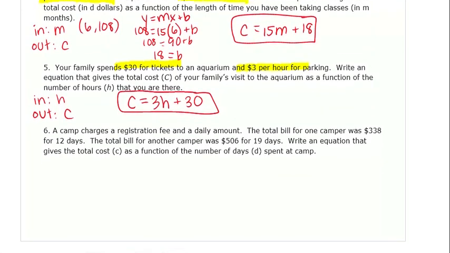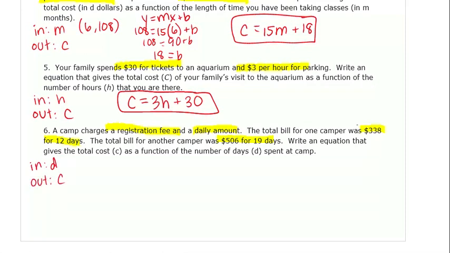And number 6, a camp charges a registration fee and a daily amount. The total bill for one camper was $338 for 12 days, and another camper was $506 for 19 days. Write an equation that gives the cost C as a function of the number of days D spent at camp. This is another one where we know there's a registration fee and we know there's a daily amount. However, we don't know what that information is. Here, the input is the number of days you're attending camp, and the output is the cost.